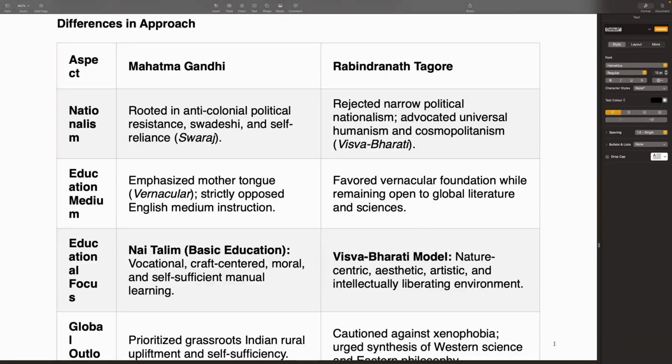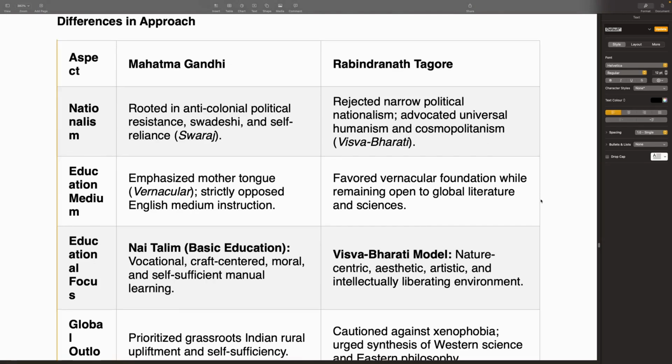Differences in approach. These are the aspects. Mahatma Gandhi and Tagore. When it comes to nationalism, Gandhi's was rooted in anti-colonial political resistance, Swadeshi and self-reliance, Swaraj. Tagore rejected narrow political nationalism, and advocated universal humanism and cosmopolitanism, Vishwa Bharati.